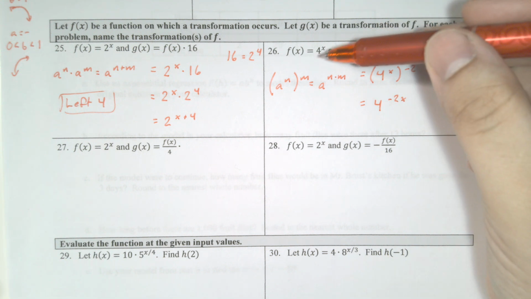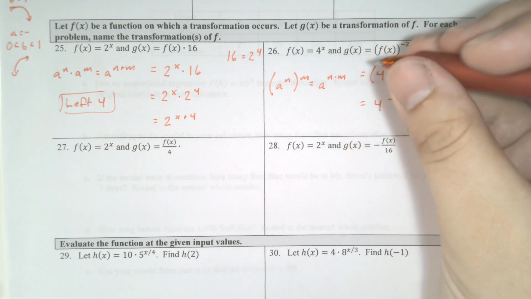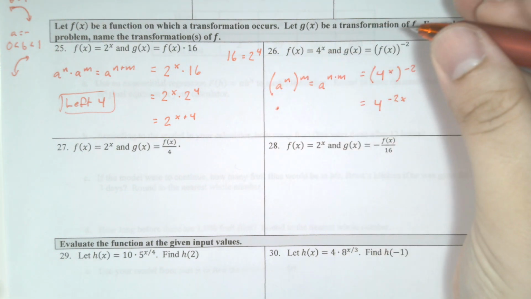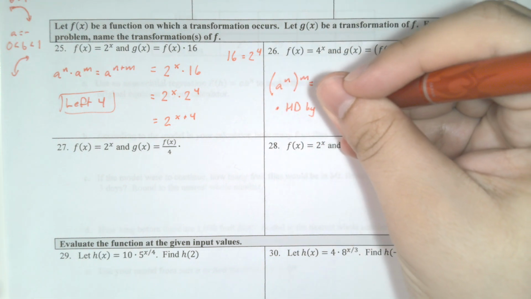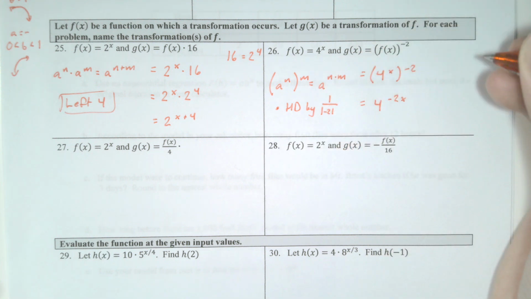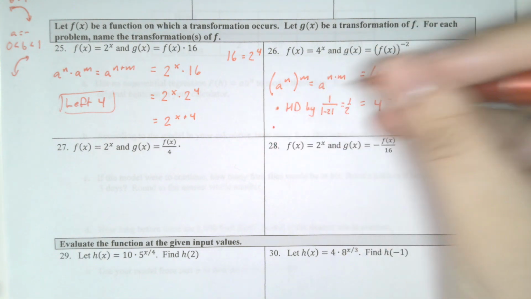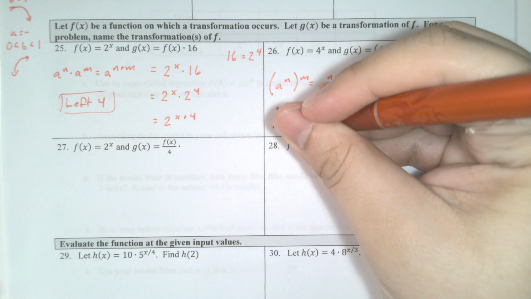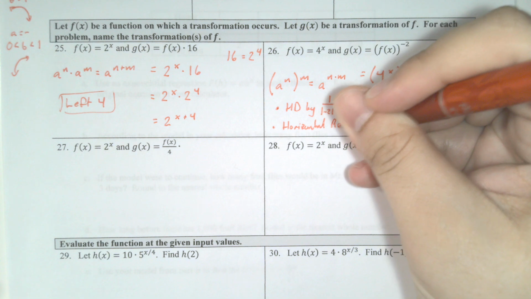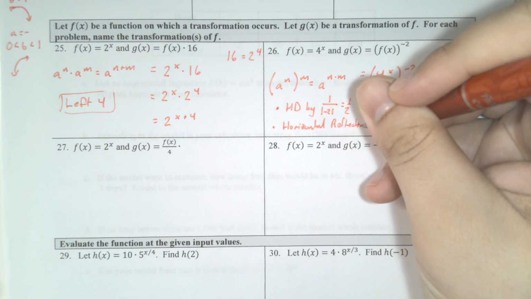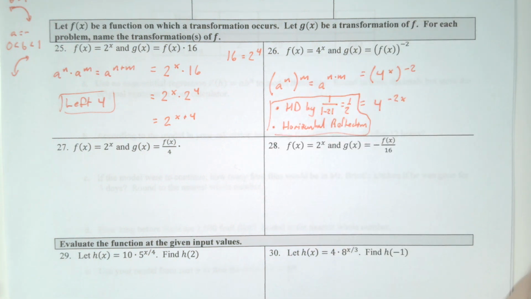So we start off with 4 to the power of x, and then we have 4 to the power of negative 2x. So two transformations are going to happen here. We're going to have a horizontal dilation by 1 over the absolute value of negative 2, which is just going to be 1/2. And then that negative tells us that we have a horizontal reflection as well. And so those are our two transformations that have happened here.